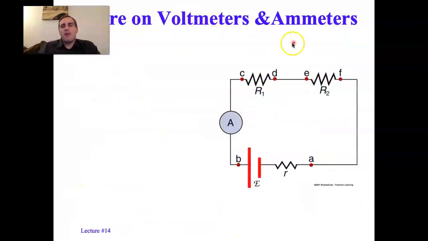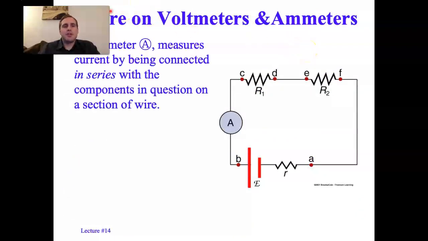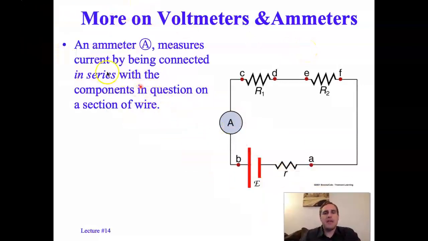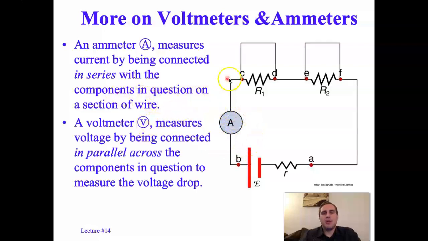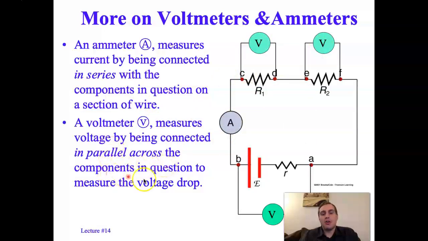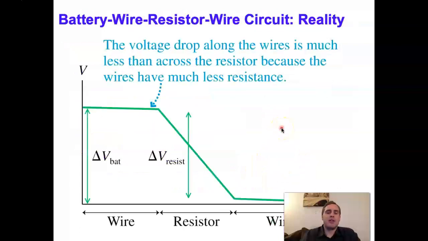So let's say more about voltmeters and ammeters. So an ammeter measures current by being connected in series with components in question. So here's an ammeter. Whereas a voltmeter, like I'm drawing here, these voltmeters are parallel across components and they measure voltage drops. Okay. Now, by the way, voltmeters can be put across resistors. They can be put across batteries or real batteries, which are ones that have resistance. We'll talk about that in a later lecture.